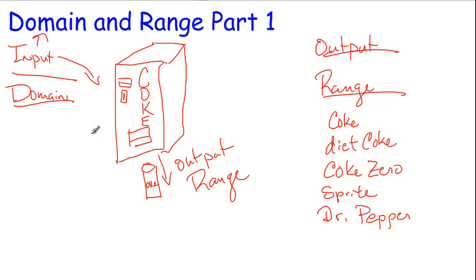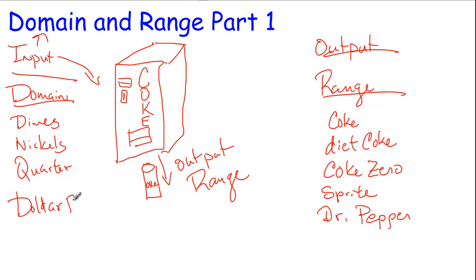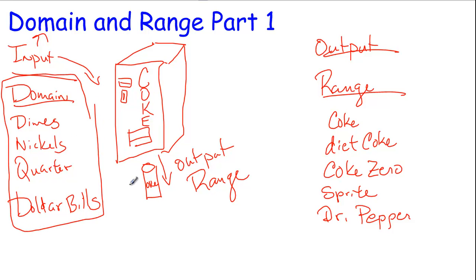And I have a question for you. Can you put pennies in the machine? No? Okay, so pennies aren't part of the domain. Can you put dimes? Yes, dimes. Nickels. Quarters. Can you put dollar coins? No. Can you put 50-cent pieces? No. But you can put dollar bills. Can you put $50 bills? $100 bills? No. But you get the idea. This portion, what is allowed in, is very restricted to dimes, nickels, quarters, and dollar bills.